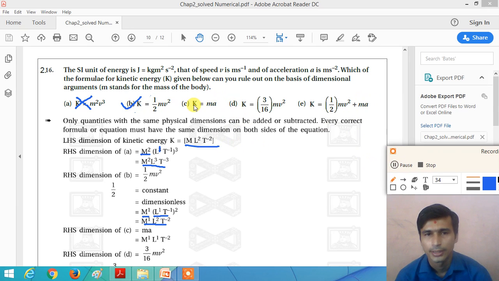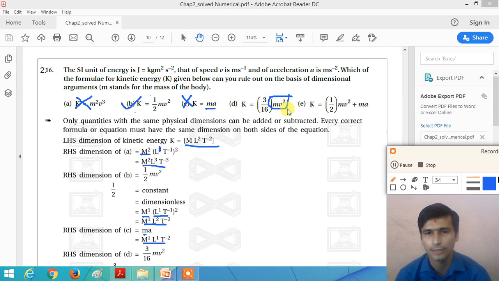Now the third equation, K is equal to ma. On the right hand side of this equation is ma. The dimensional formula of m is M^1 and the dimensional formula of acceleration is L^1 T^-2. So in the third equation, on the right hand side we get the dimensional formula M^1 L^1 T^-2, which is not similar to the dimensional formula of the kinetic energy. So this equation cannot represent the kinetic energy. Understand?